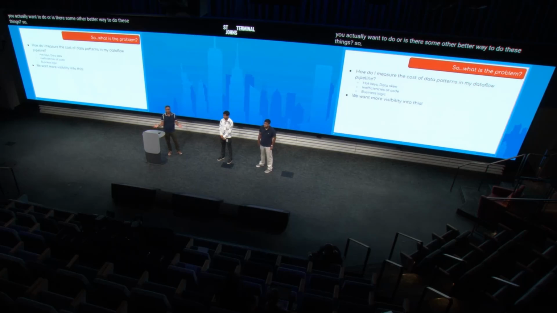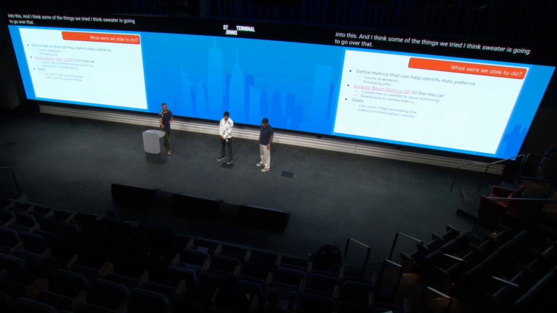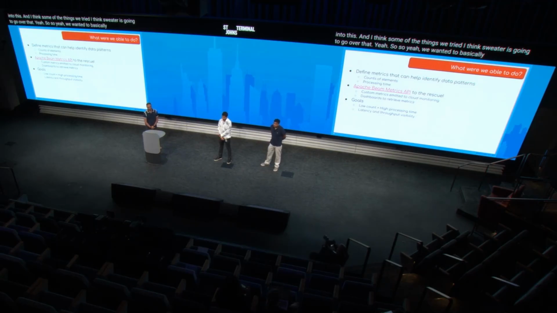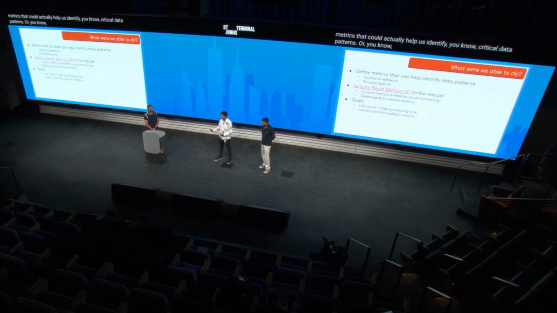So given all of this, we wanted to not only just track costs, but we also wanted to look at all of this stuff. And we wanted more visibility into this. And I think some of the things we tried, I think Svetak's going to go over that. Yeah, so cool. So yeah, we wanted to basically first define metrics that could actually help us identify critical data patterns, or to measure what we called cost.